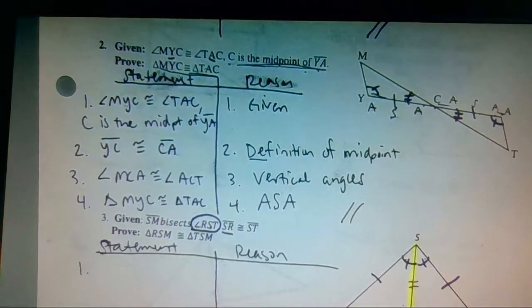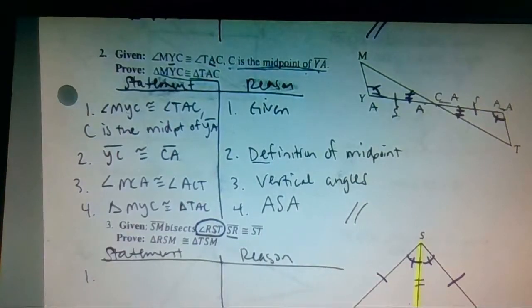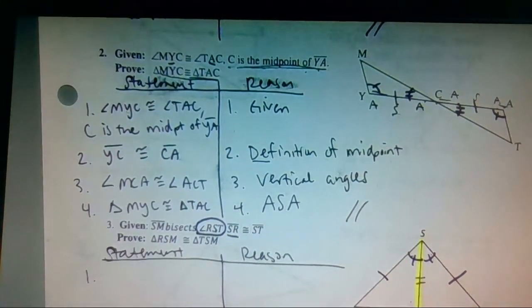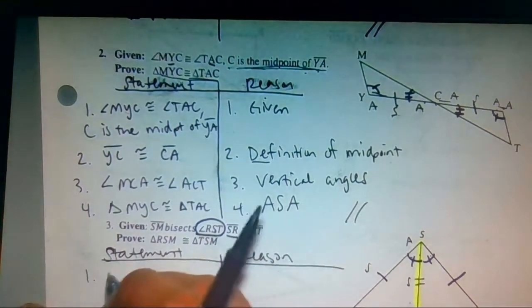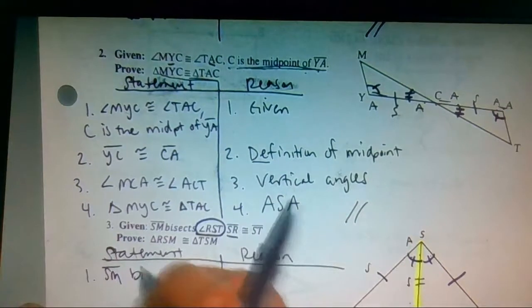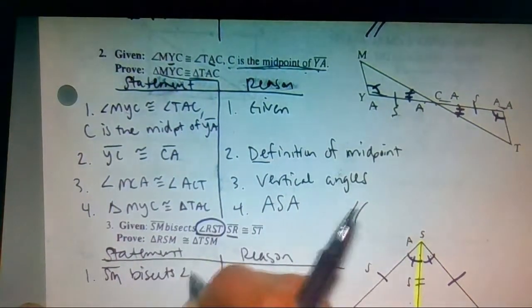Are my triangles congruent? Nathan, why are my triangles congruent? No, that's reflexive, but why are my triangles congruent? What combination do I have? Yeah, side, angle, and then this side right here. Okay? So let's start writing my proof. I'm going to say SM bisects the angle RST. What else?